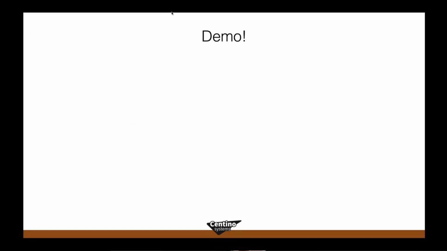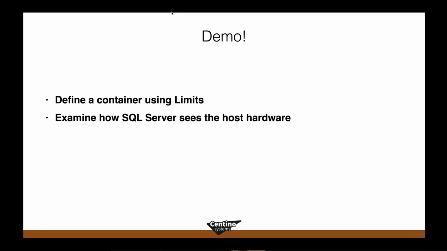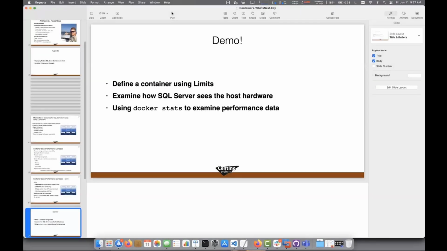And so let's dive into a demo and check that out. We're going to define a container with some limits. Then we're going to see how SQL Server sees that underlying hardware, how I just described it, can still see all of the cores, even though I have limits in place. And we're going to use a tool called Docker Stats so we can monitor the performance of our containers. And so let's go ahead and do just that.